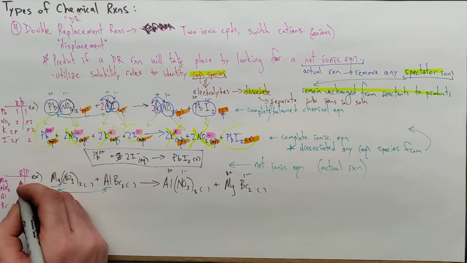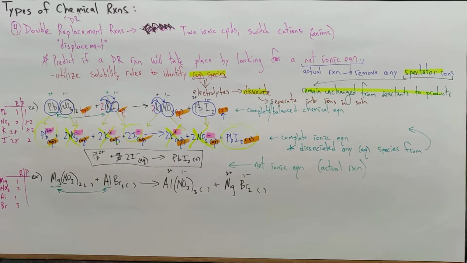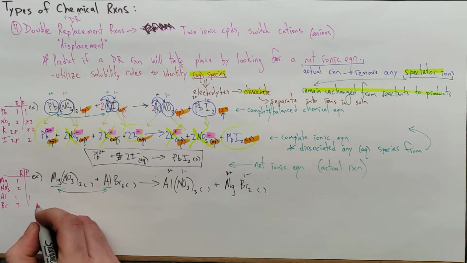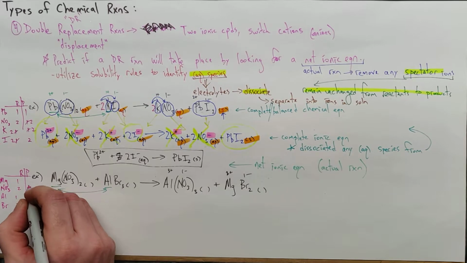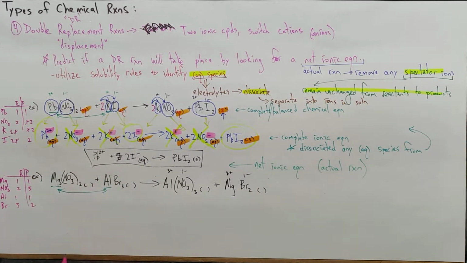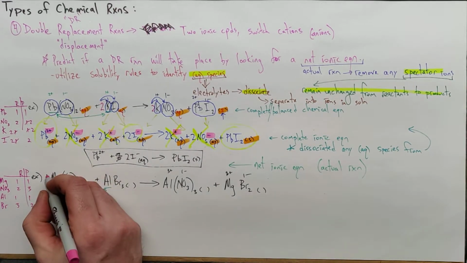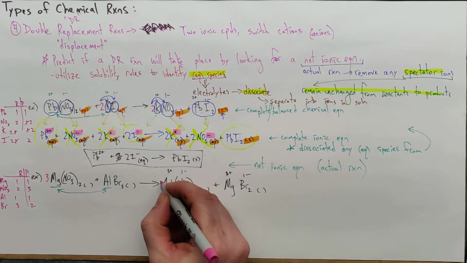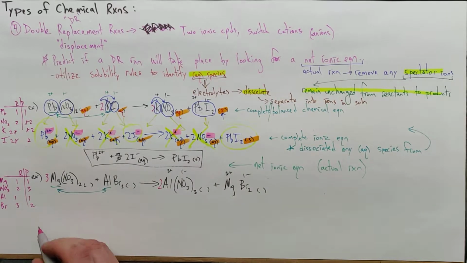1, 2, 1, 3. It's not balanced. 1 aluminum, 3 nitrates, 1 magnesium, and 2 bromines. So, again, looking at the big picture, we can predict there's going to be some 6s involved. We're probably going to have to put a 3 there and a 2 there. And I know I've gotten lazy and I'm cutting corners, but we've got to keep the show on the road here.